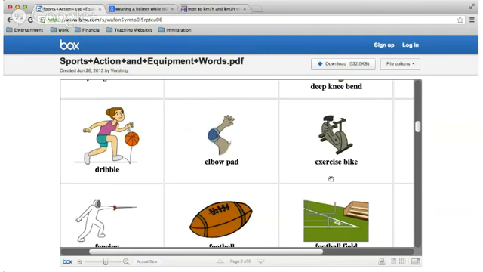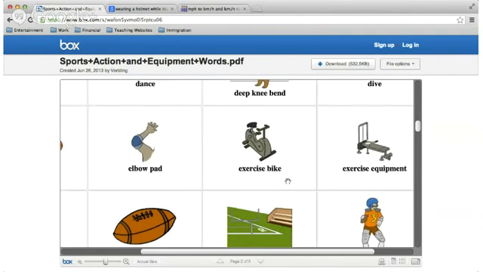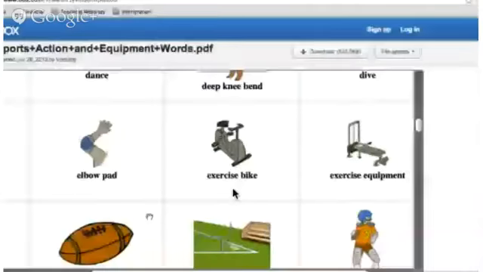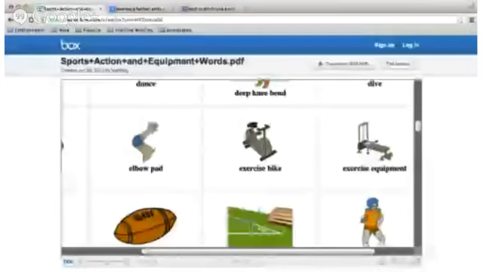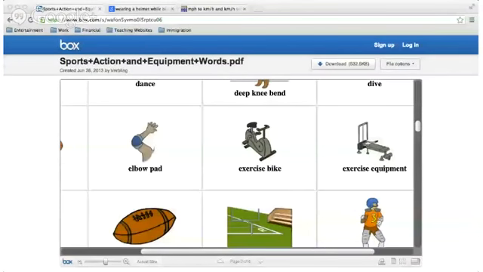All right, let's go to our next word here, and this is for Amparo, and this will be our last one for this hour, you guys. Go ahead, Amparo. Exercise bike. Okay, exercise bike. And what is an exercise bike used for?